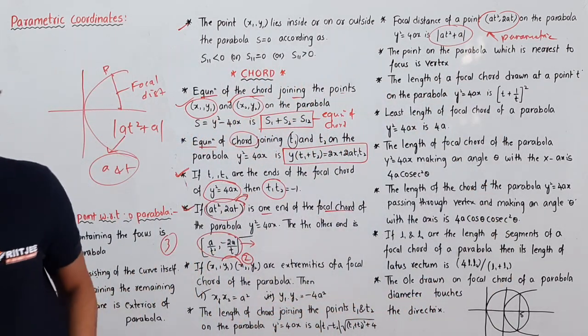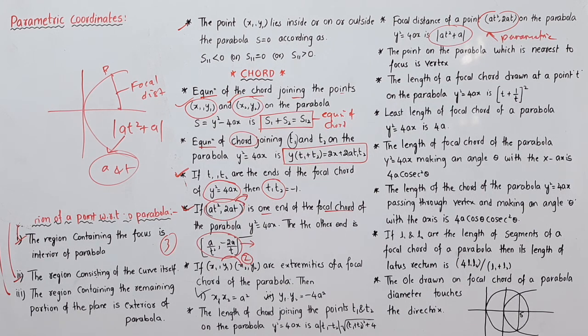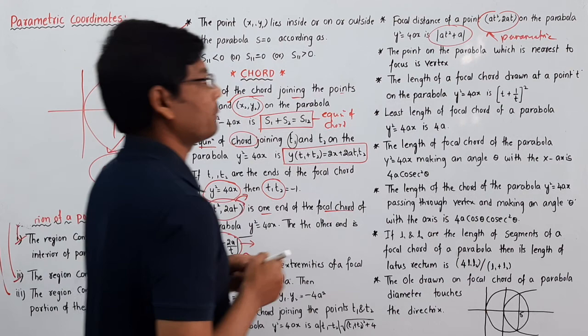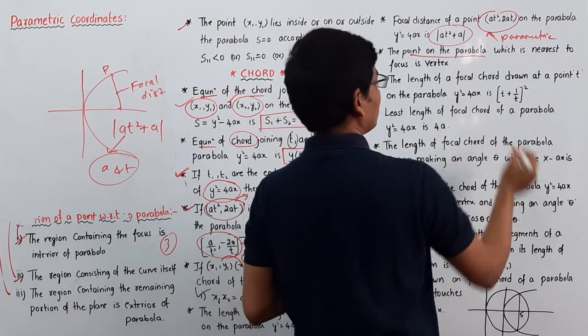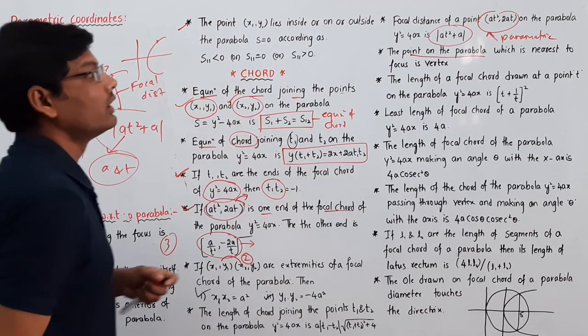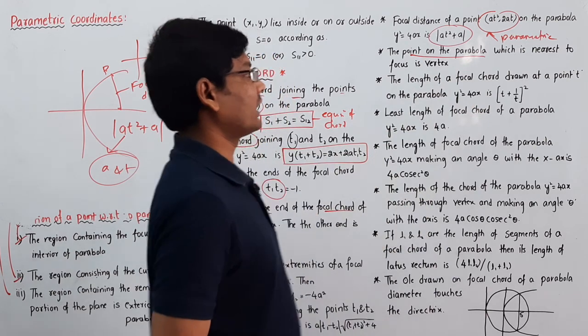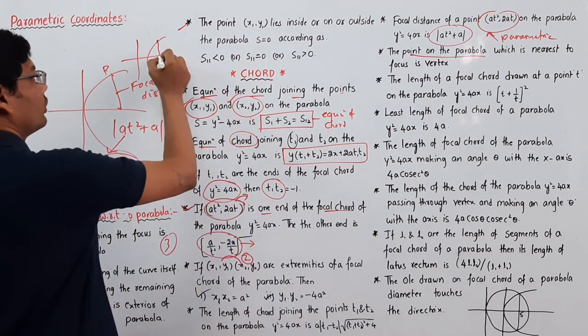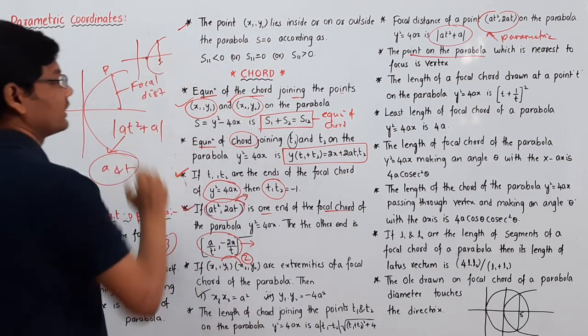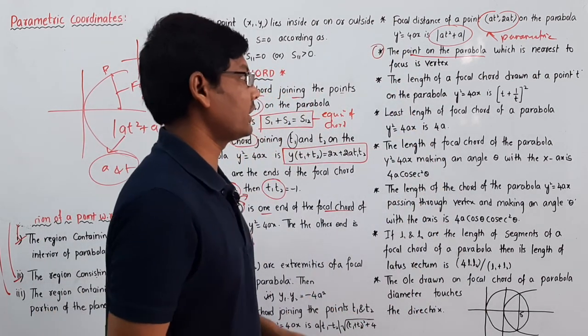The next point is that the point on a parabola which is nearest to the focus is the vertex. Remember this point: the point on the parabola which is nearest to the focus is the vertex. Theoretically, it is an important point.